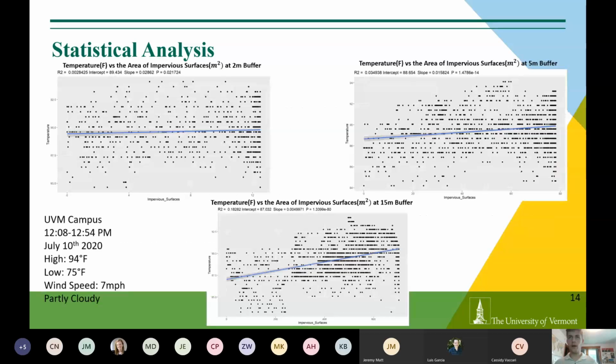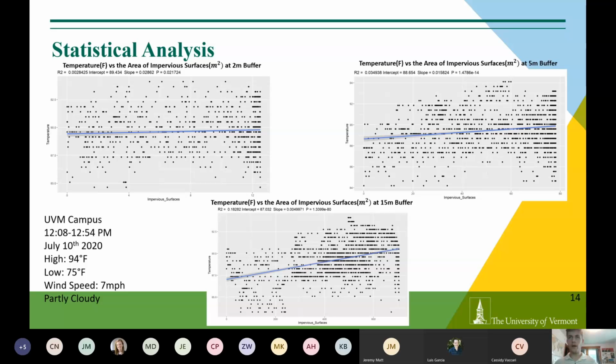So these are from the same data set from 12:08 to 12:54 on July 10th. In the top left, I have the temperature in Fahrenheit versus the area of impervious surfaces in meters squared at a 2-meter buffer. In the top right, the same at a 5-meter buffer, and at the bottom, a 15-meter buffer.